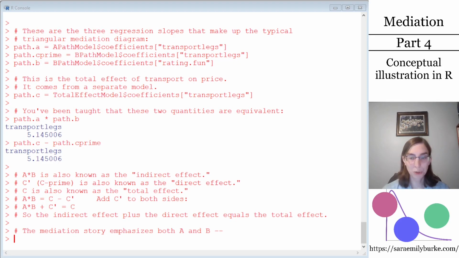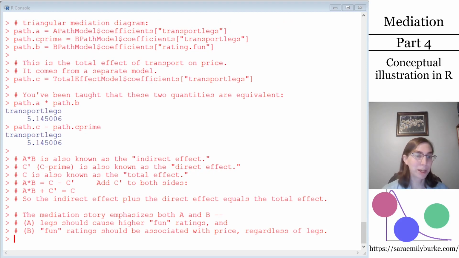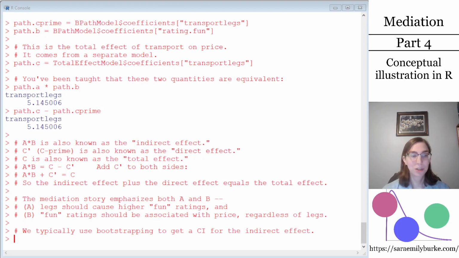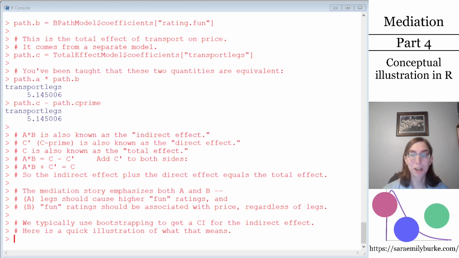The mediation story emphasizes both A and B. A, that legs should cause higher fun ratings, and B, that fun ratings should be associated with price regardless of legs. We typically use bootstrapping to get a confidence interval for the indirect effect, the product of A and B. And I want to quickly illustrate what bootstrapping the indirect effect means before I carry it out using actual functions that you would use on a day-to-day basis for this kind of analysis.